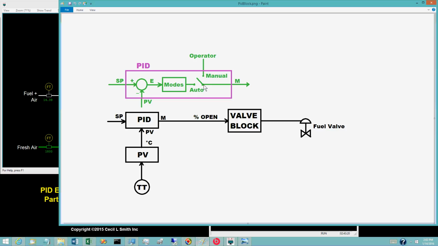The switch is not quite as simple as suggested. Transitions between manual and auto must also be smooth or bumpless. Initializing the control equation to achieve this is the subject of a subsequent video.